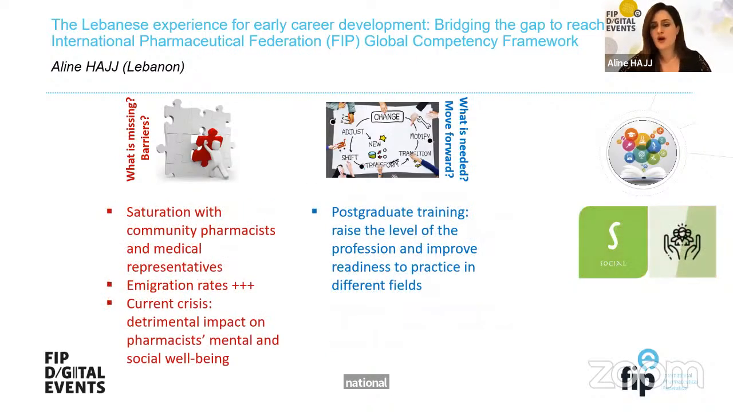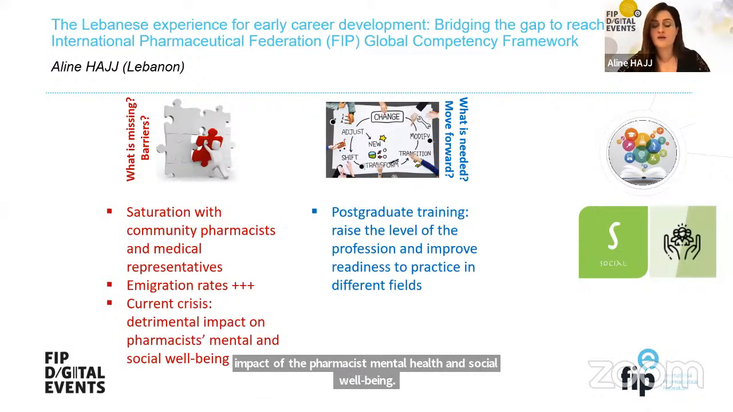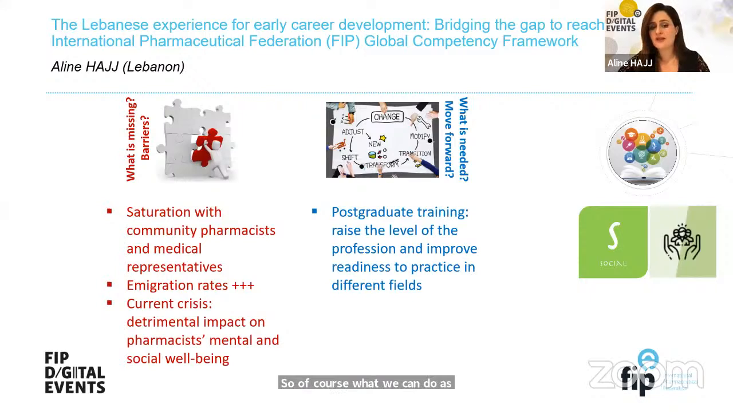Moving to the third part related to the social section, we have a saturation with community pharmacists and medical representatives. Unfortunately, due to the current crisis, we have high immigration rates. And of course, we have a detrimental impact on pharmacist mental health and social well-being. So of course, what we can do as well is have postgraduate training to be able to raise the level of the profession and improve the readiness to practice in different fields.